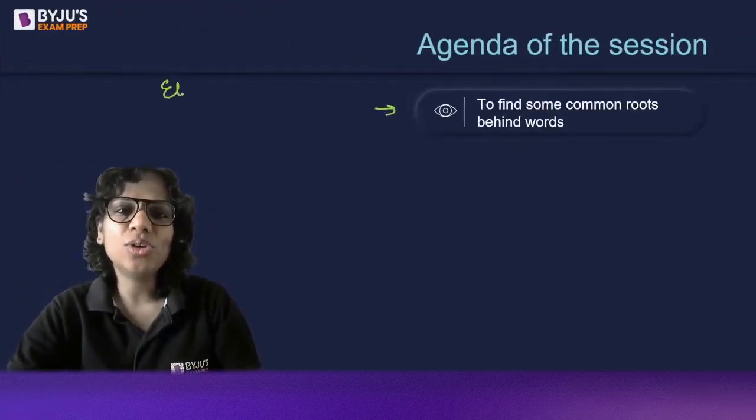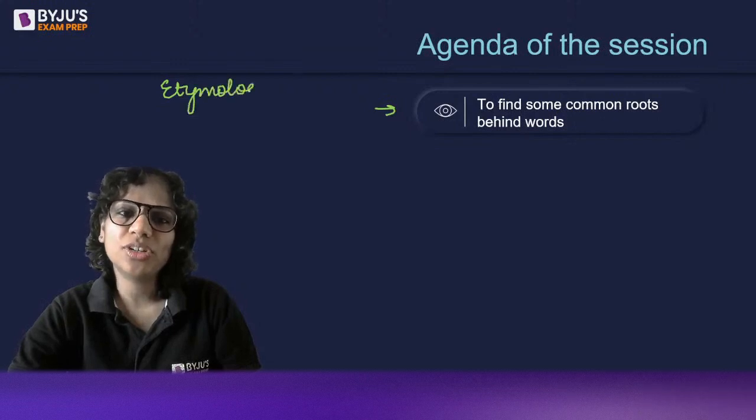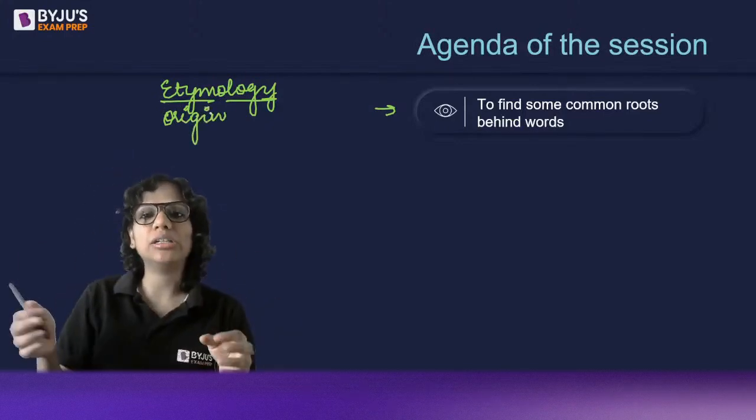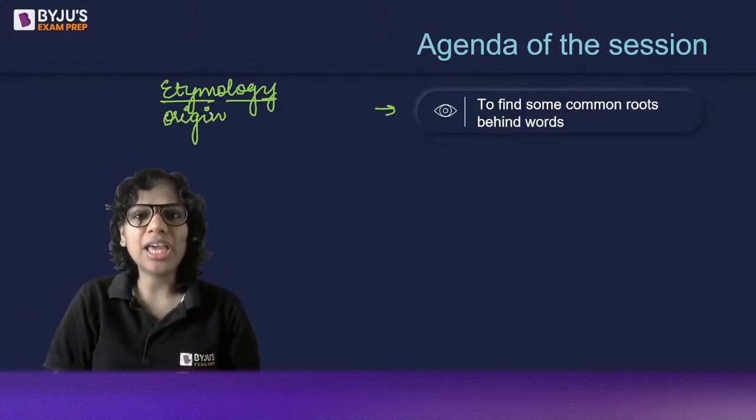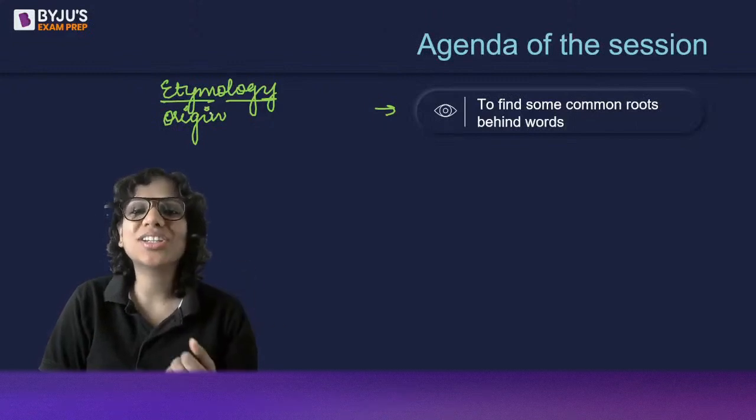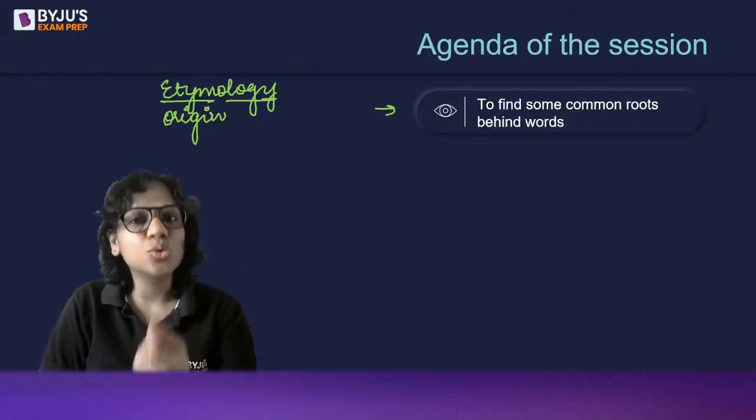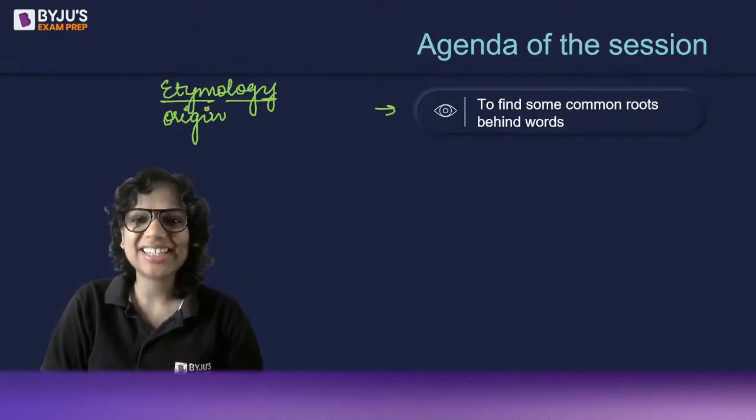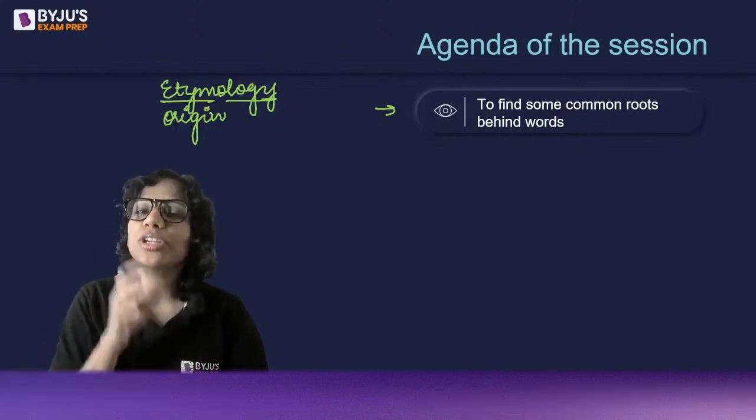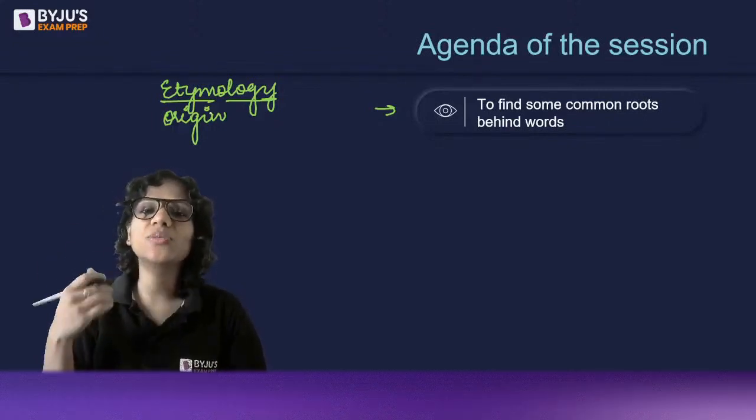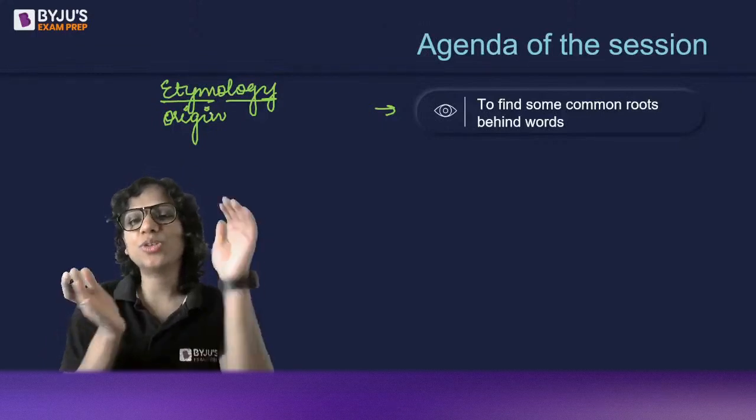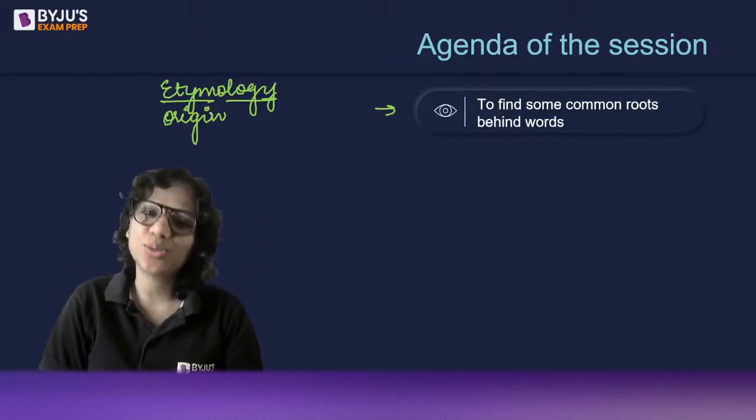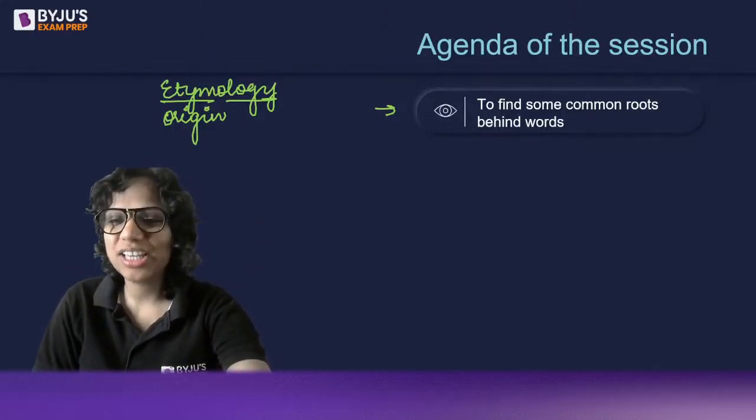When we look into the etymology of a word, when we study its origin, we find that a word can be divided into smaller units, right? And the most basic units of these words are called roots, the root words. Through these root words, we are going to learn some words. We are going to categorize words according to their roots. So that's on the agenda today.